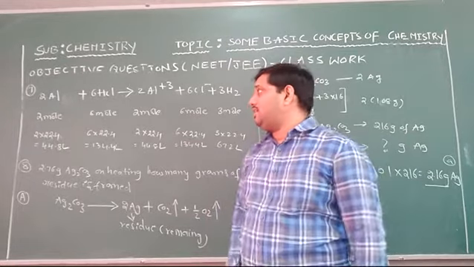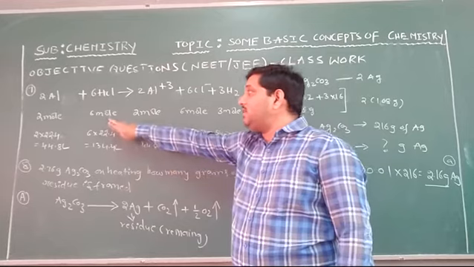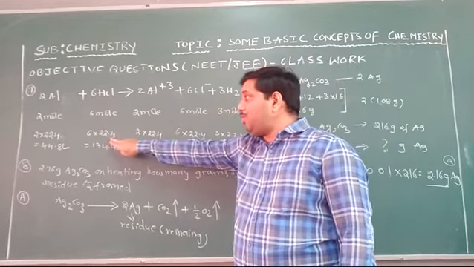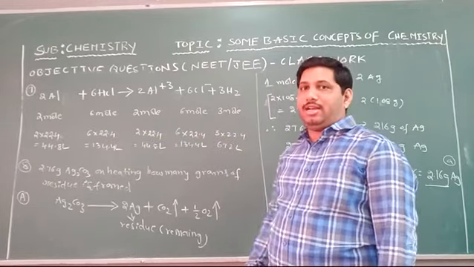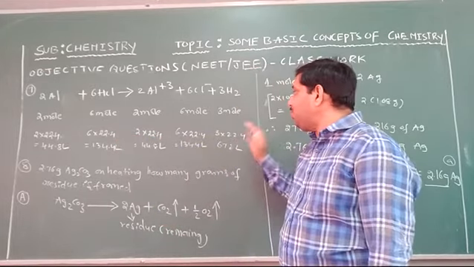Last statement, student: 11.2 liters of hydrogen at STP is produced for every mole of HCl. Yes, student, here every mole of HCl means 1 mole of HCl. That is, 6 moles of HCl can give 3 moles of hydrogen. 6 into 22.4 liters of HCl can give 3 into 22.4 liters. Clear, student?